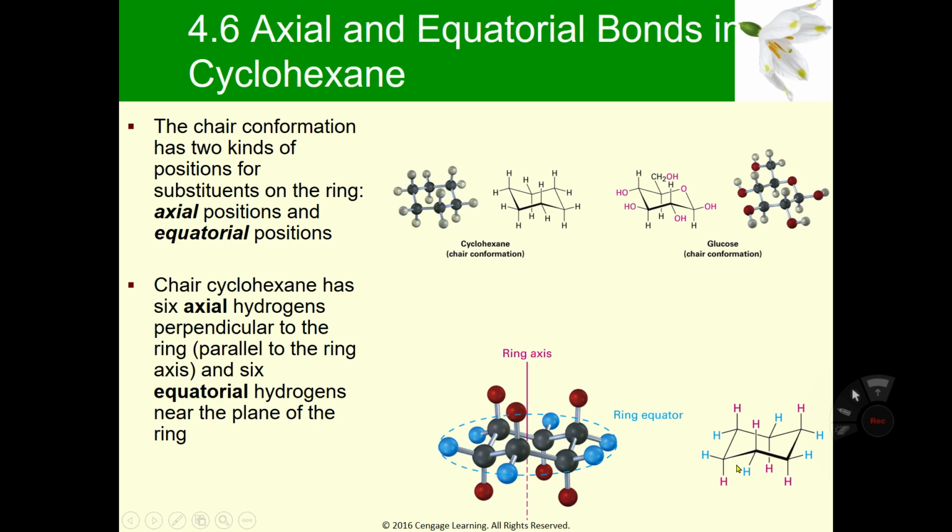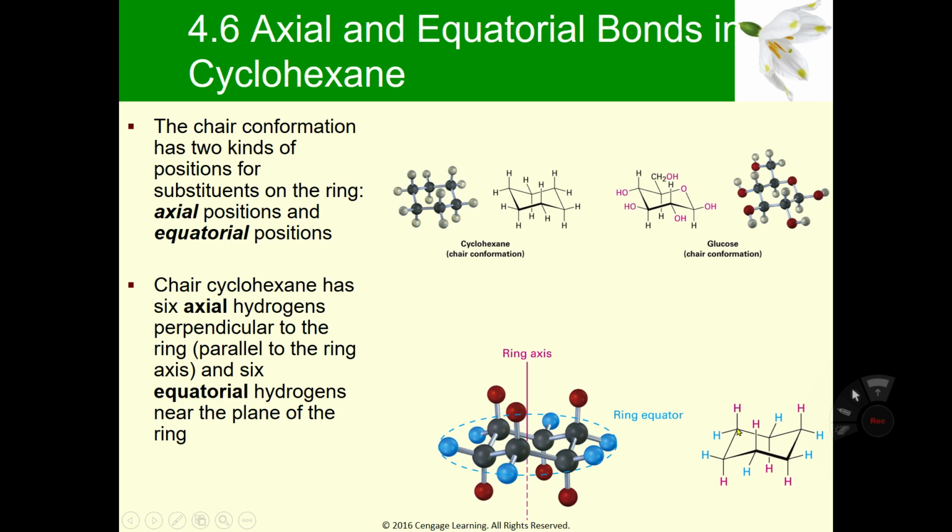Blue hydrogens are included in the ring equator, and 6 red hydrogens are parallel to the ring axis. We call red hydrogens axial hydrogens because their CH bond is pointing parallel to the axis. Blue hydrogens are called equatorial hydrogens, and this CH bond with the blue hydrogen is called the equatorial bond. This CH bond with the red hydrogen is called the axial bond.